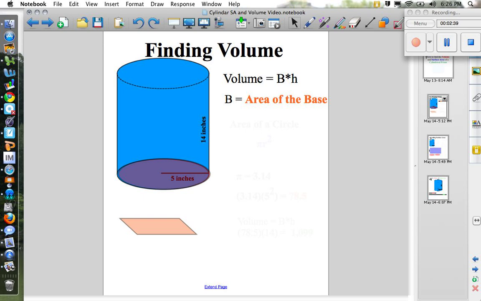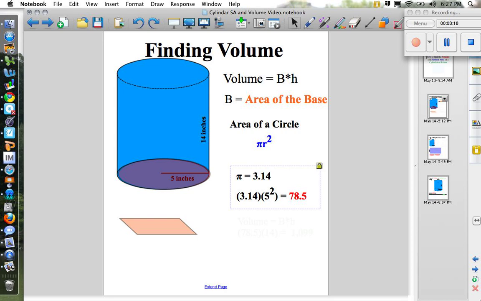In order to find the area of the base, or the area of the circle, we need to remember our formula for the area of a circle, which is pi times the radius squared. The radius here is 5 inches, and pi is the same as 3.14. So we take 3.14 and multiply it by 5 inches squared, and we get a grand total of 78.5. So the area of the base is 78.5.